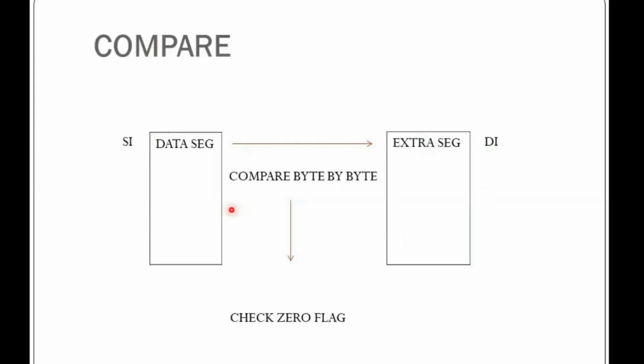Compare is not used for data transfer. Basically, you have one string here and one string here, and the length of the string is the same. A string is basically, if it is characters, I call it a string. It could also be an array. You have some values here and some values here, and the lengths of these two are the same. Now you need to compare whether the two strings are the same or not.